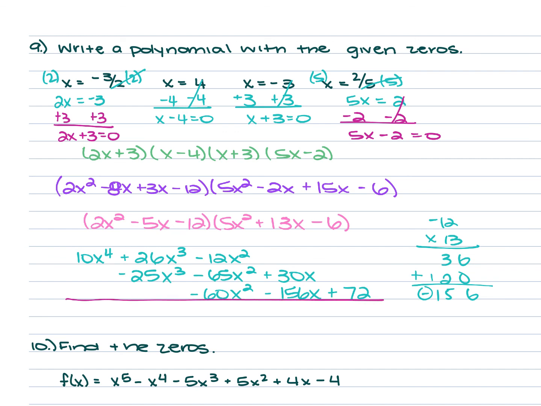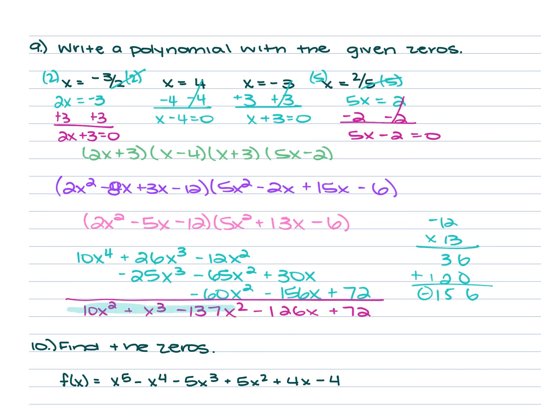We are going to combine our like terms now. So this gives us 10x to the 4th. Your 26x cubed minus 25x cubed is just positive x cubed. Your negative 12x squared, negative 65x squared, and negative 60x squared all have the same signs, so we're going to just add them and keep it negative. That's negative 137x squared. Then your 30x minus 156x is negative 126x, and that 72 gets dropped down.